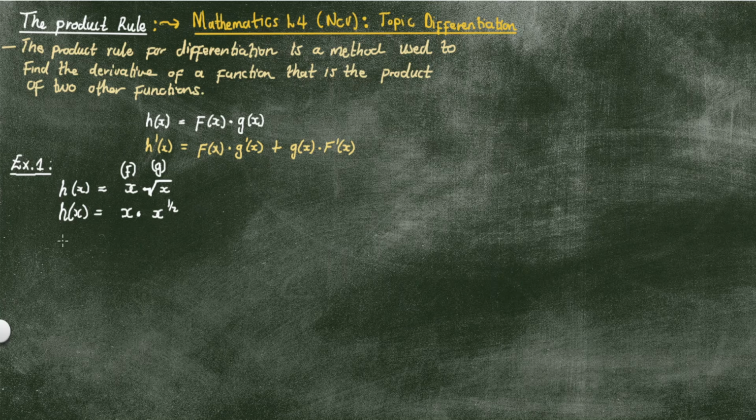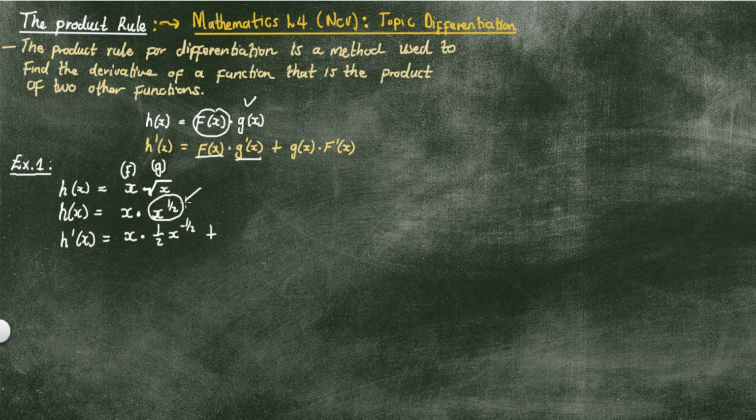Now h prime of x is equal to f of x, the first function. It's going to be x multiplied by the derivative of the second function g. What is the derivative of this? It's 1 over 2 x raised to exponent minus half. So it's this times 1 is equal to half x raised to exponent, half minus 1 is total minus half. It's total minus half.